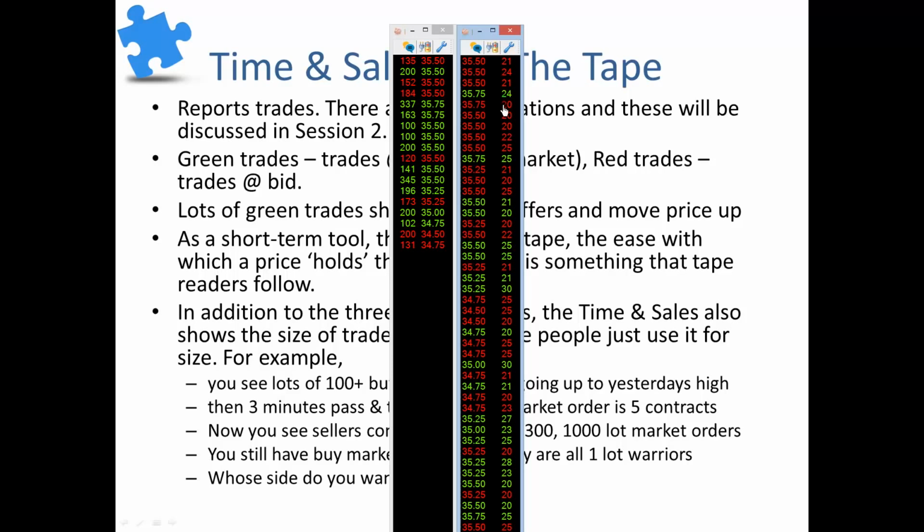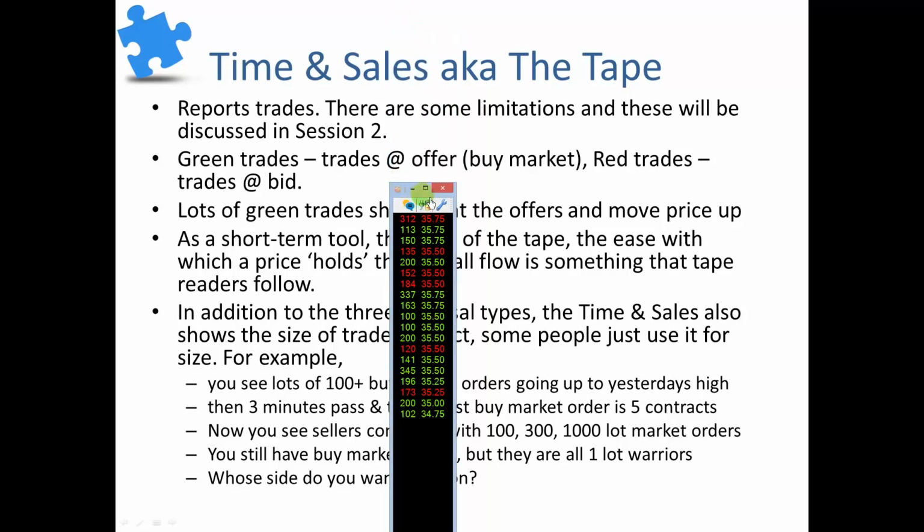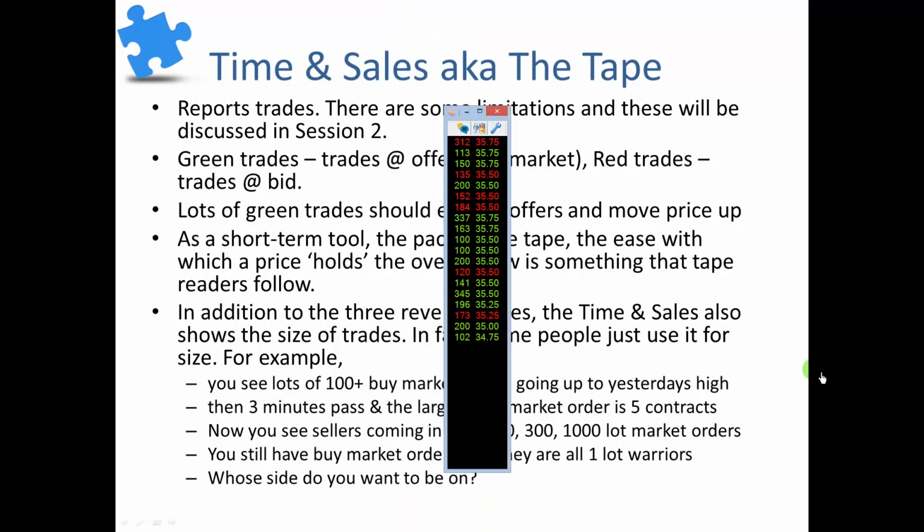Okay. It's as much about pace as anything else. It's not everybody's cup of tea. But what I will give you is probably the best use of time and sales for a beginner. The best use of time and sales for a beginner is just this: it's just the large trades.